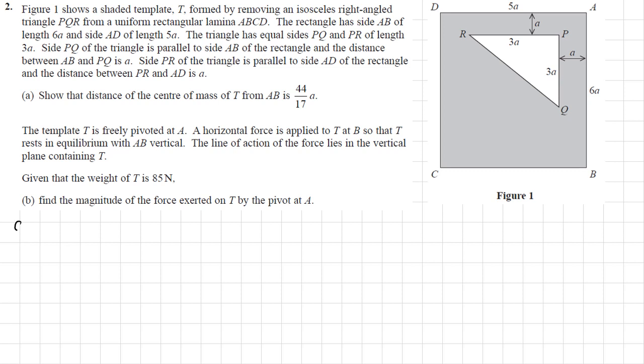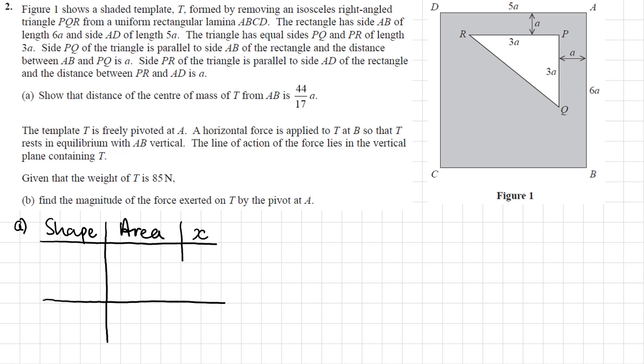Okay, so the first thing that I need to do, I'm going to create a table where the first column is going to have the shape, the second column the area of that shape, and then the last column the centre of mass, or the moments from AB of each shape. So in the first column here I've got the rectangle, and then I need to subtract from that, so a big subtraction sign here, the triangle like this.